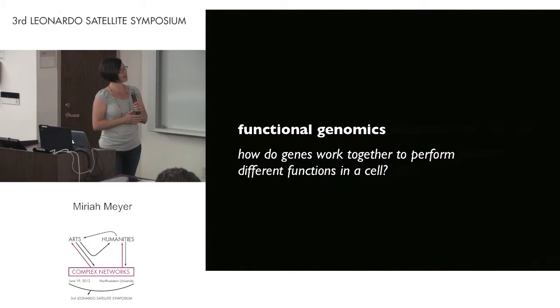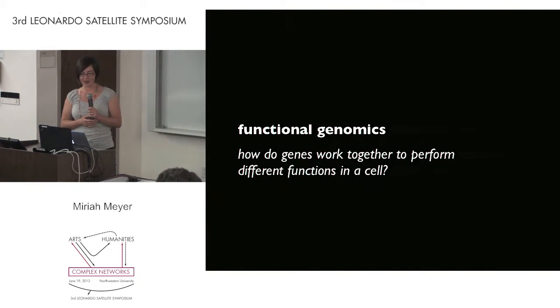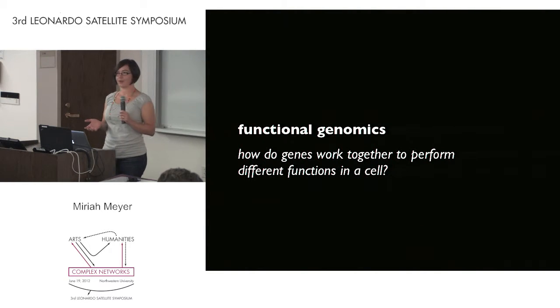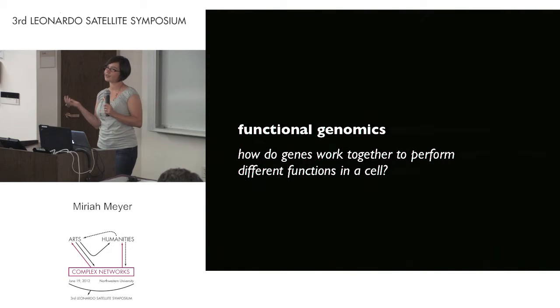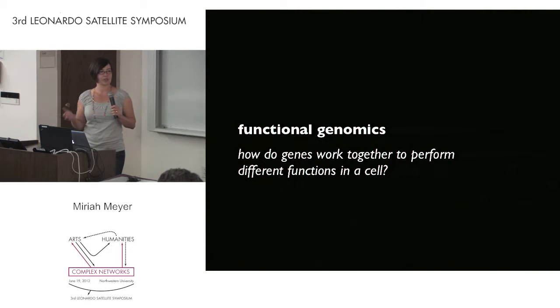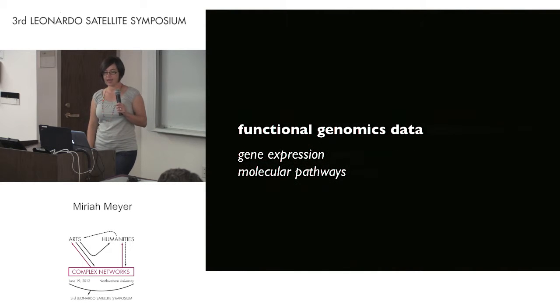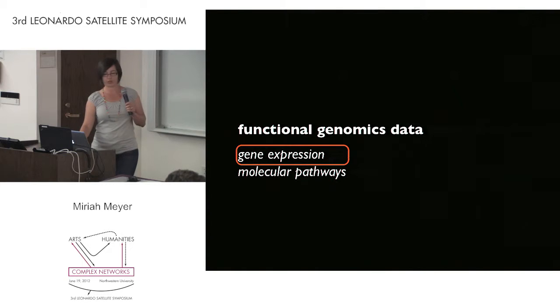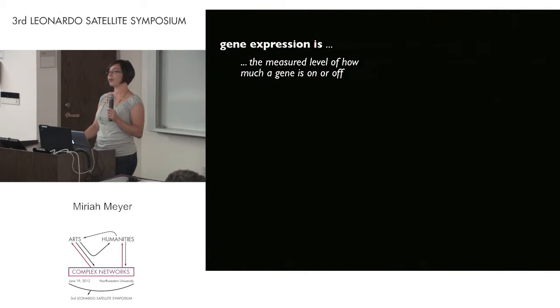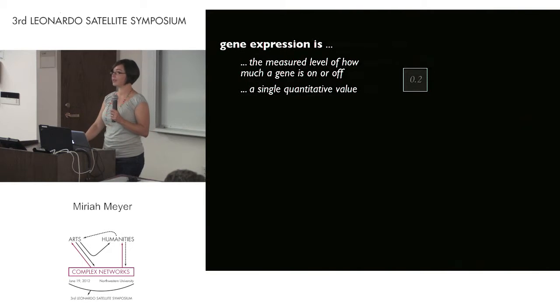Okay, so in the context of this project I'm going to tell you about, we'll start here with functional genomics. Functional genomics is a field that's been around for a while. At a high level, scientists working in this field are really interested in answering this question: how do genes work together to perform different functions in a cell? And these scientists tend to work with two main kinds of data, gene expression and molecular pathways. So first, what's gene expression? Gene expression is basically just a measured level of how much a gene is on or off in a cell. It's also just a single quantitative value.